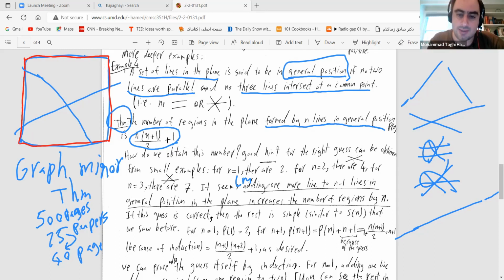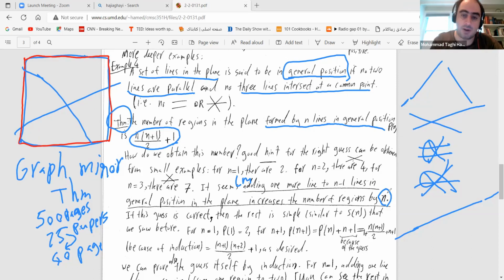What is the lemma? Adding one more line to n minus 1 lines in general position in the plane increases the number of regions by n. So if you have n minus 1 lines and you add one more line to that, then the number of regions will be increased by n. Good.